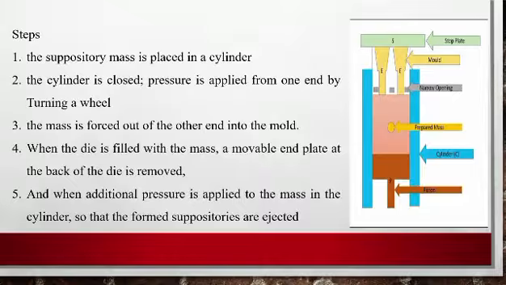At the other end there will be a mold with a narrow opening and a stop plate. The mass enters the mold and gets molded perfectly with proper shaping. After that there is a movable end plate so that the back of the die is removed, and when additional pressure is applied to the mass in the cylinder, the formed suppositories are ejected through the mold with the stop plate removed. With the help of this picture we can easily identify the steps involved in the formulation of suppositories by the compression method.